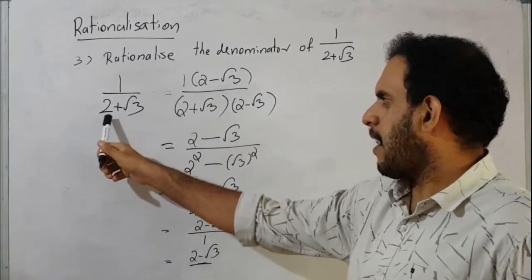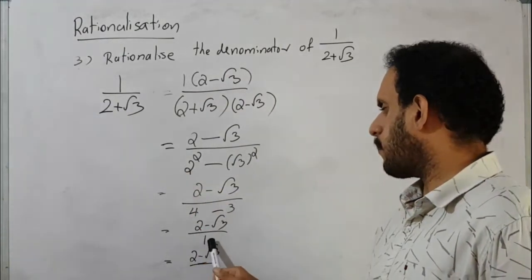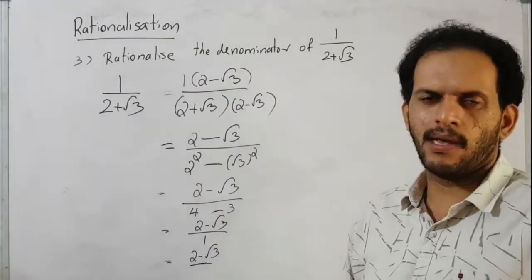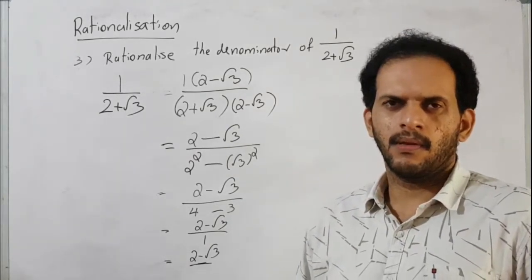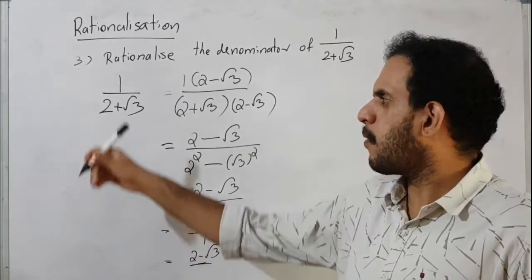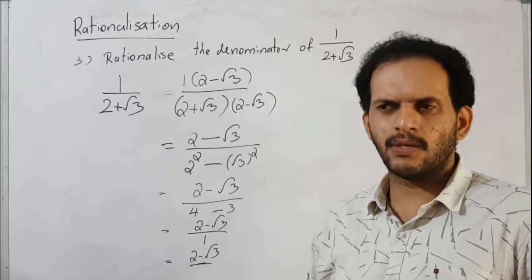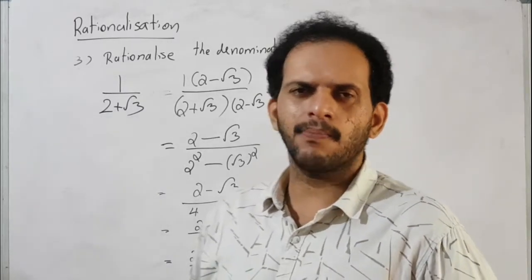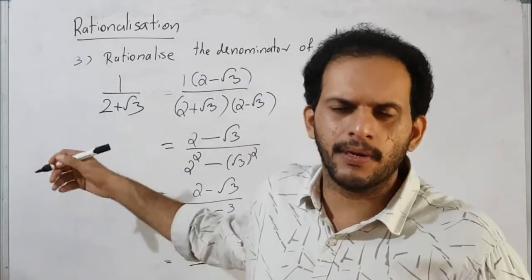Then it is an irrational number. The denominator was irrational, and we make this irrational number into the form of a rational. Okay, that is rationalization of the denominator. Then the second case we discuss is the denominator in the form of a binomial. In the case of a binomial, we multiply both numerator and denominator by the conjugate of the denominator.